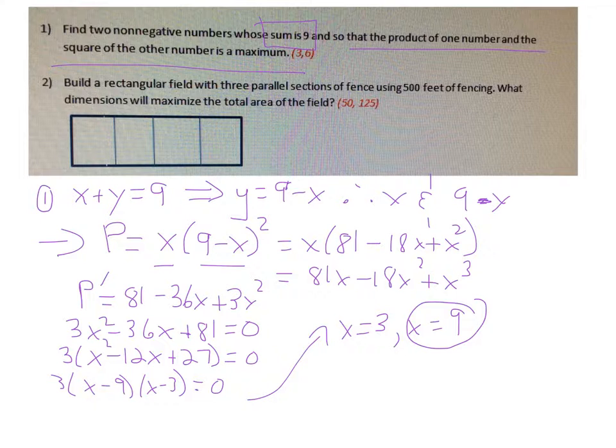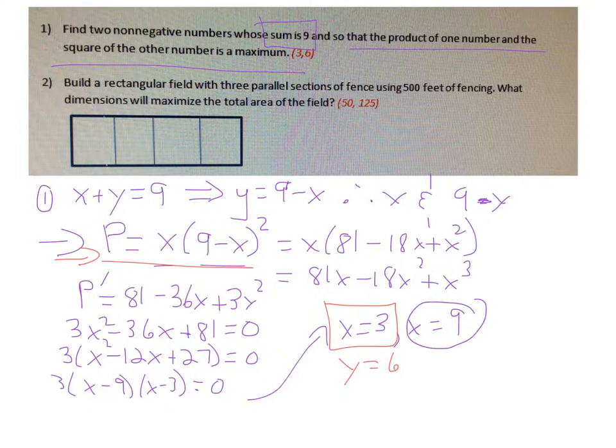If we choose 3 for x, then the other number, y, would be 9 minus that number, or y would be 6. That's going to give us the maximum. If you try it back in the product formula, we'll end up with 3 times 6 squared, or 3 times 36, and that will give us our maximum product.